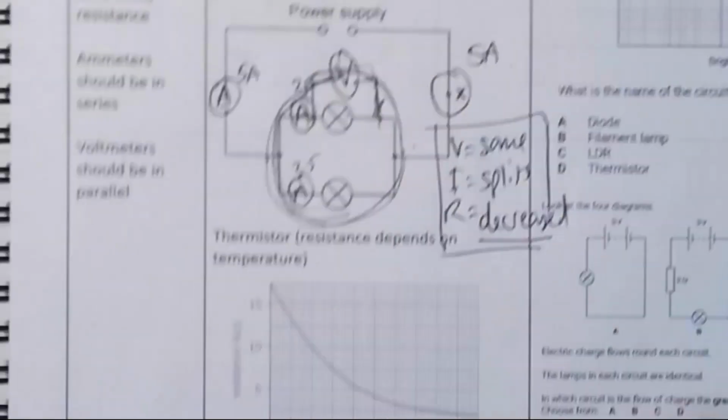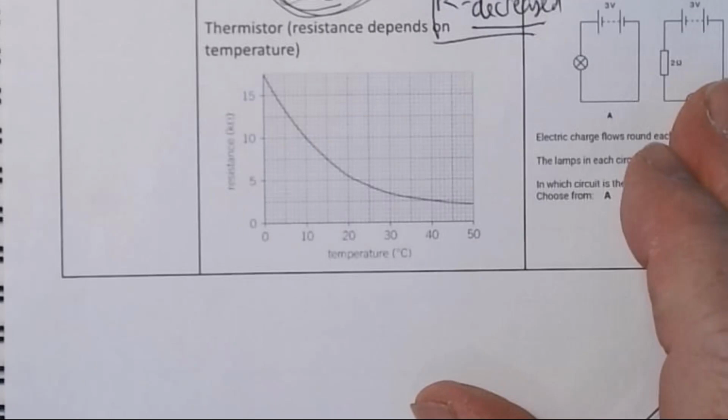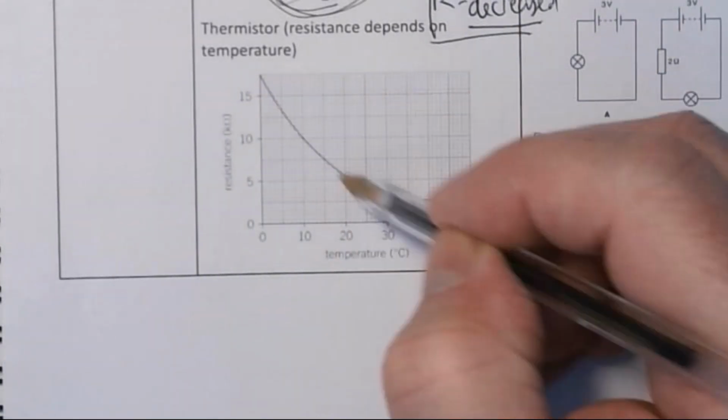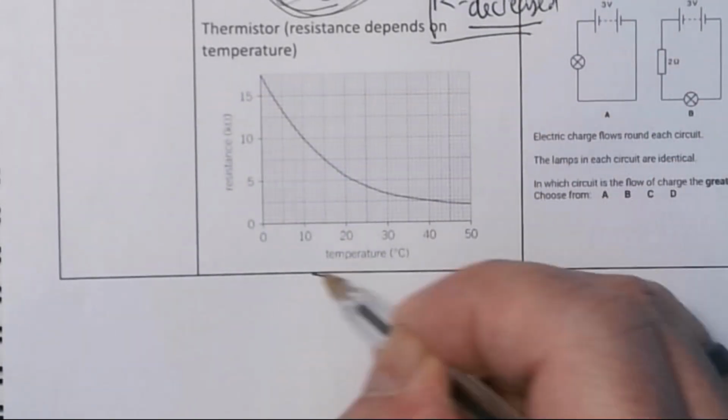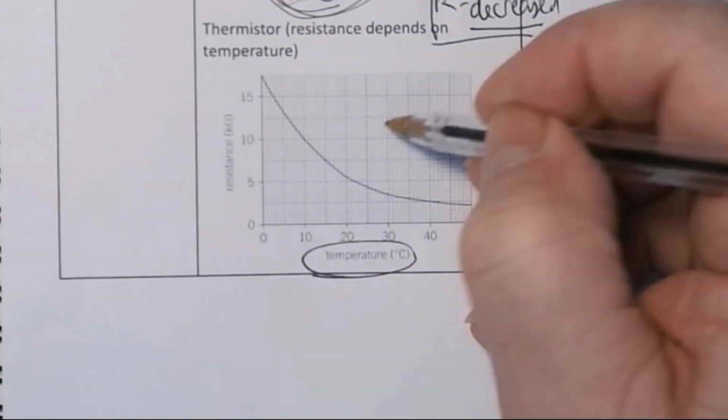You also need to understand that different components behave differently. There's a classic graph, which is this one here. If you've got temperature on the x-axis, we're talking about a component that is sensitive to temperature, so we're talking about a thermistor.